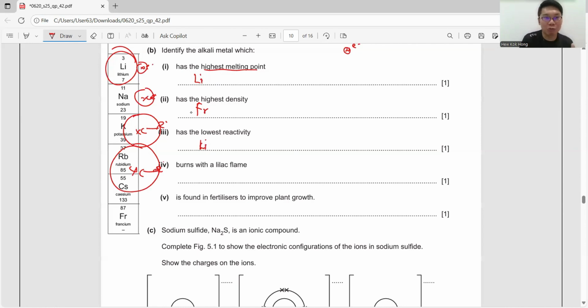That's why in our school, usually we don't have the very reactive elements in secondary school. Burns in a lilac flame. Lilac, you need to know, is potassium. And it's found in fertilizer, because fertilizer usually is NPK. So here obviously is potassium.